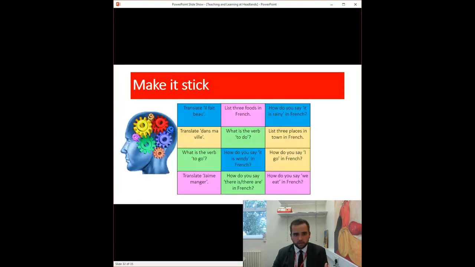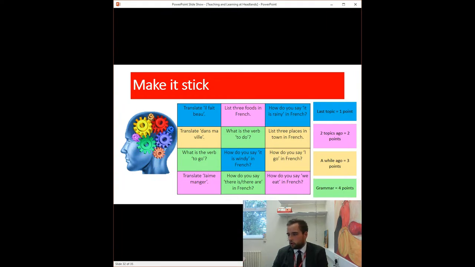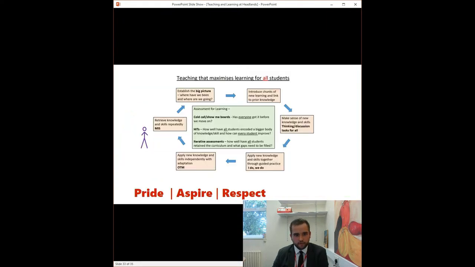Another example from languages, which is quite a nice one, a point scoring system with grammar with 4 points at the bottom there. Lots of different questions. We're actually trying to achieve a certain number of points within the first 5 minutes of the lesson. When we're retrieving those things and bringing those things down from our long-term memory, we get better and better over time at remembering all of them.